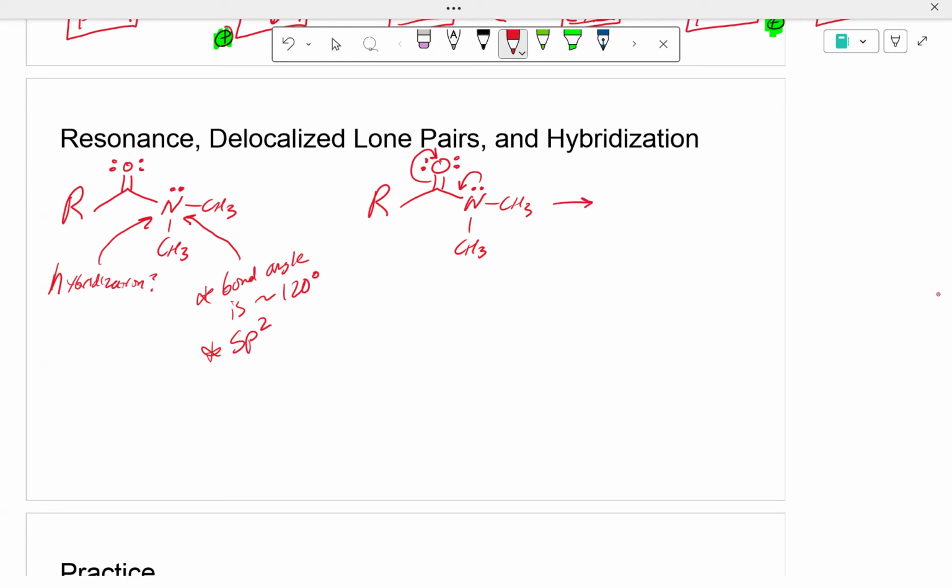move those lone pairs, basically by showing that resonance form. I'm describing the lone pairs on nitrogen as delocalized. That's just a fancy word for saying they're moving across multiple atoms. They're not stuck on the nitrogen. And I can see that because now the oxygen has an extra lone pair.